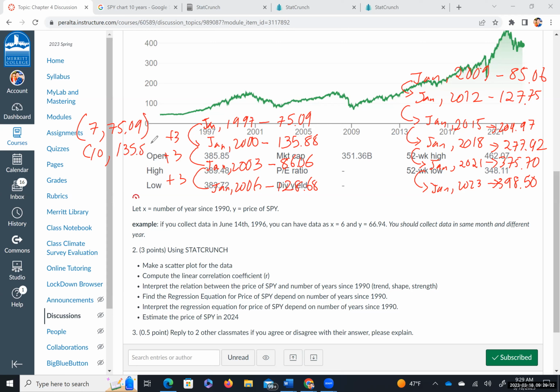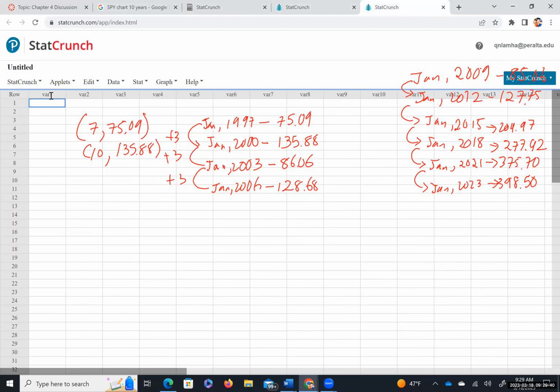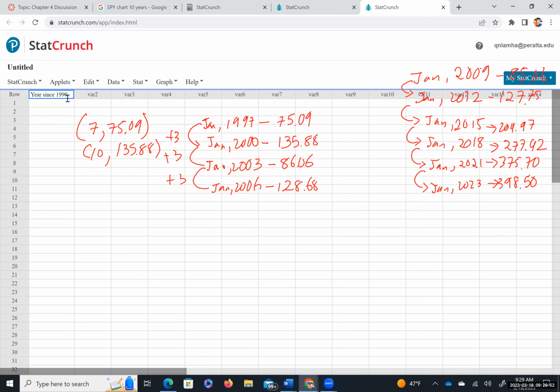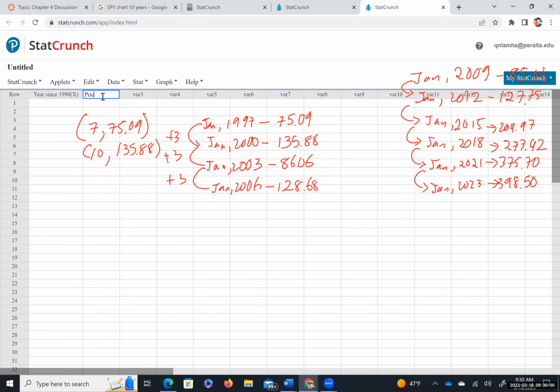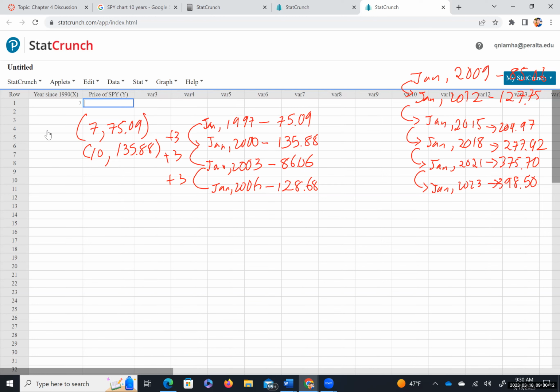So 125.88, something like that, right? So let's go that way. Put that into StatCrunch and see what happens. So first, I say year since 1990, and I can say here's X. And then the next one is price of SPY, here's Y. So the first one is going to be 75.09. The second one, 135.88.